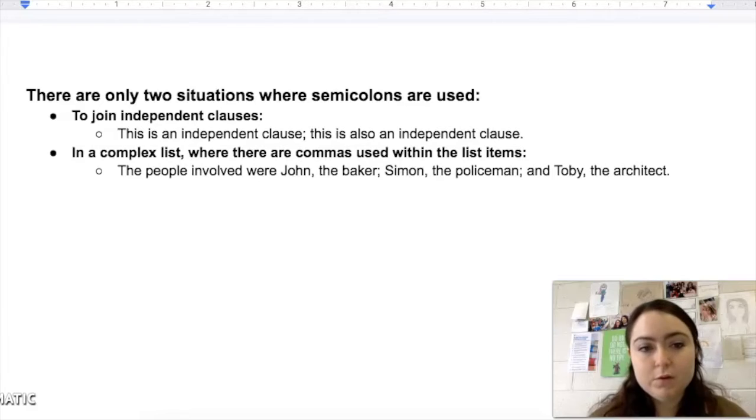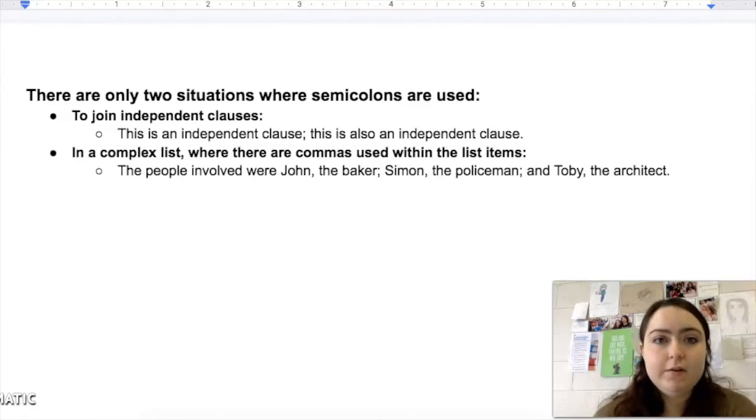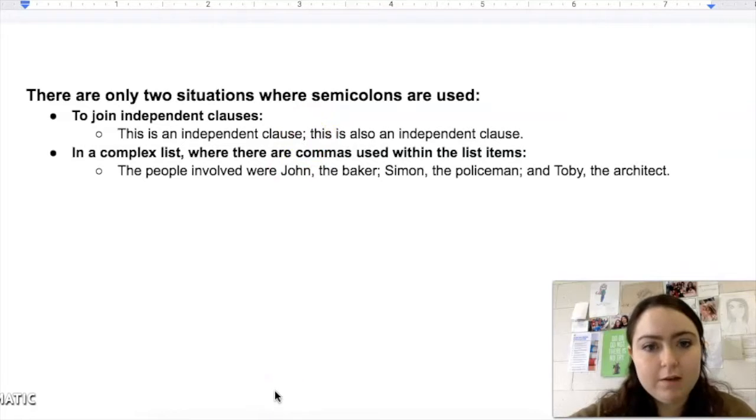The most common one is to join independent clauses, and in this case it's usually used when the two independent clauses are closely related to each other, so stylistically it feels like the two sentences should be one sentence. To join independent clauses, it's very simple. You just put the semicolon in between the independent clauses. You don't need a conjunction or anything else. You just put it there and you're done.